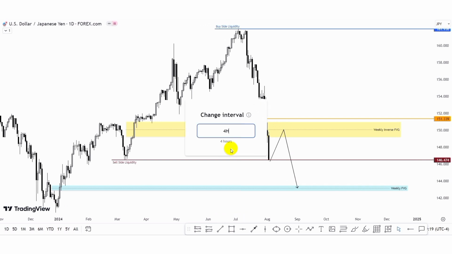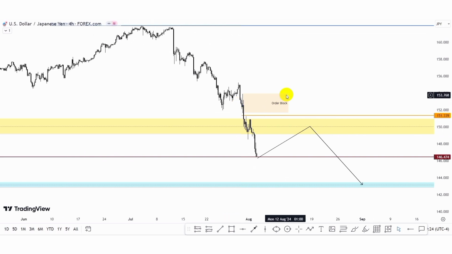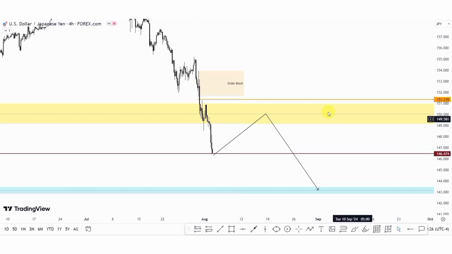So let's check the 4-hour time frame. Here in the 4-hour time frame, what we're going to see is we have this order block actually resting here.